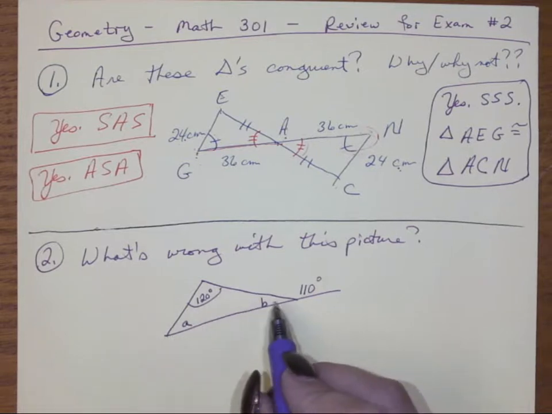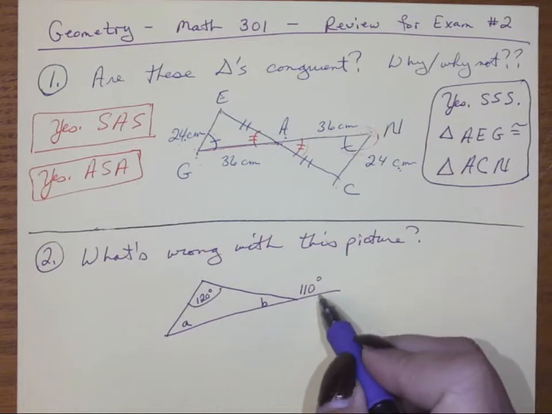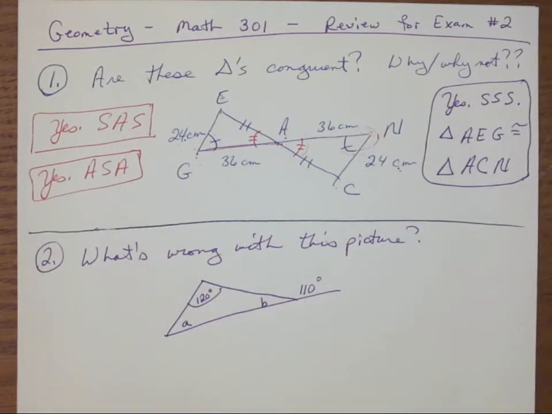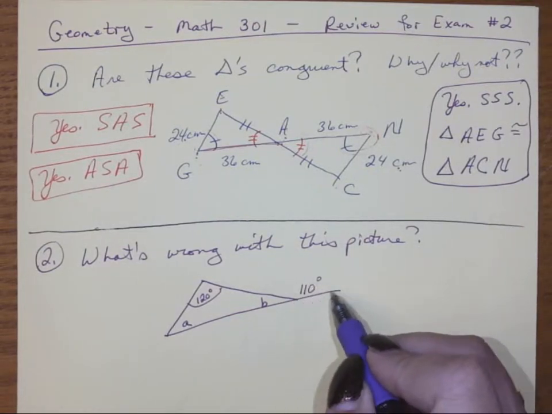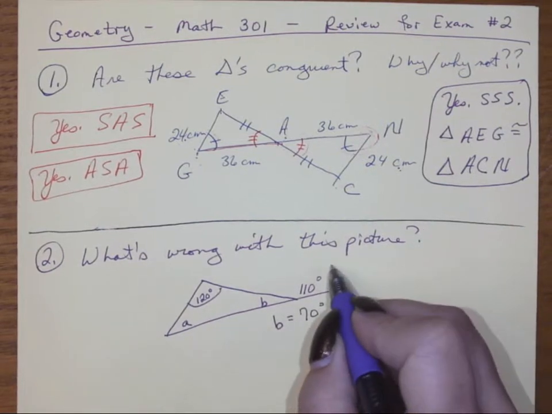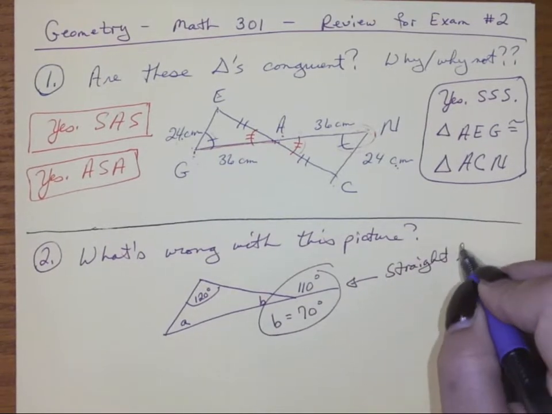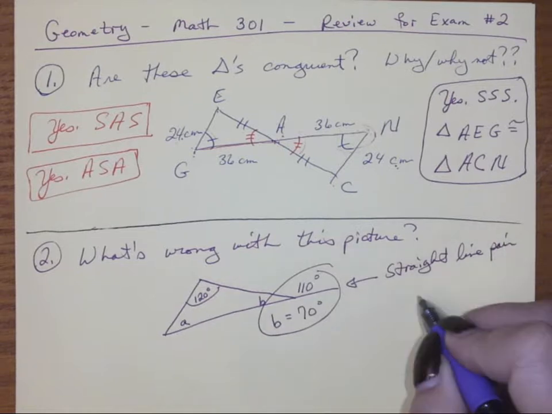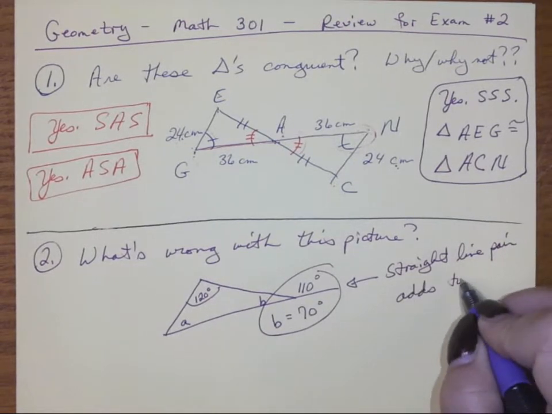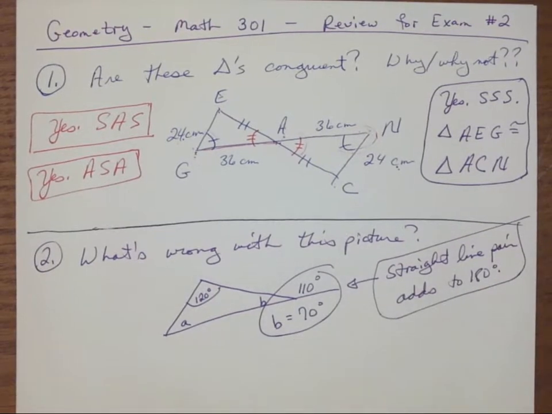I've got little angle A, little angle B, 120 degrees on the inside, and I've got 110 degrees out here. So what's wrong with this picture? Well, the first thing that I see that's wrong is that if this exterior angle here is 110 degrees, then B would have to be 70 degrees because these have to add up. They're a straight line pair, right? So they have to add up to 180 degrees. Okay, so that would make B have to be 70 degrees.